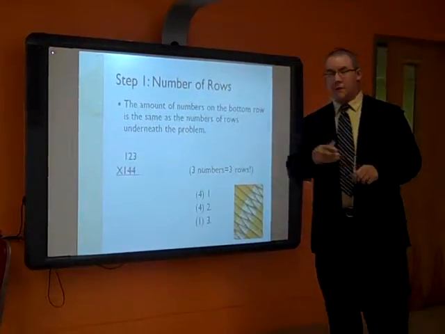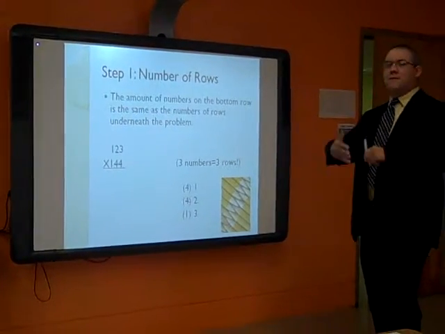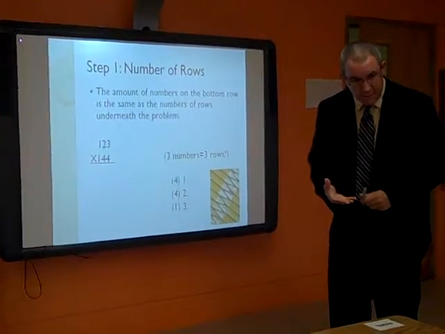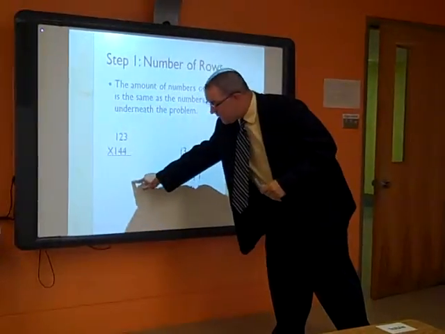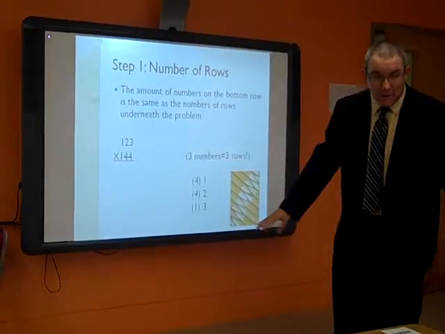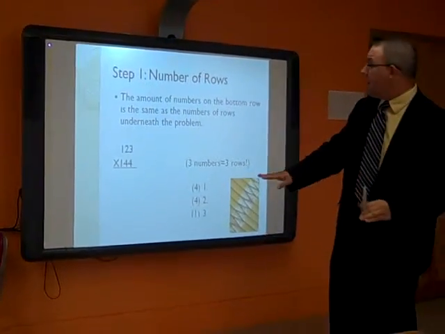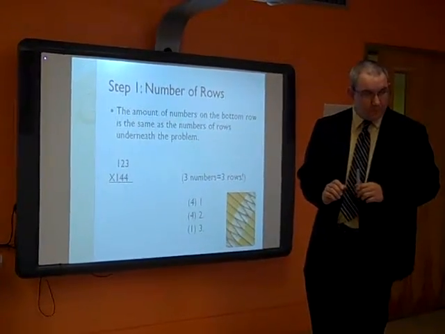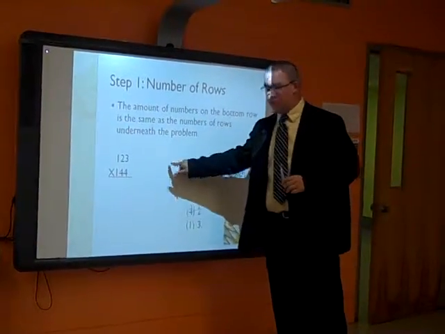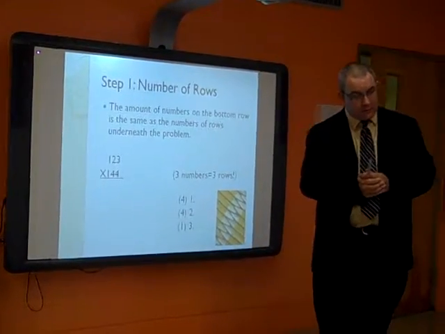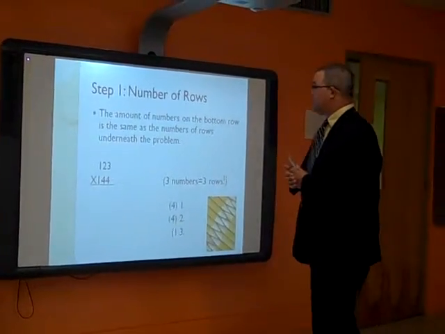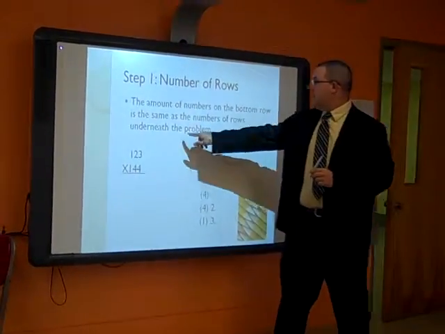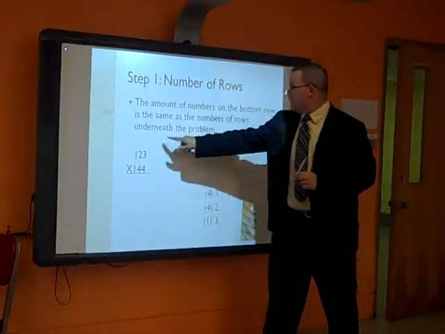Step 1, number of rows. Okay, very simply, if you don't put the right number of rows whenever you're adding underneath here, you will never get the problem right. Would y'all agree? And how do you tell how many rows to put? Do you know? No? Okay, very simply, the amount of numbers on the bottom row is the same as the amount of rows underneath the problem.